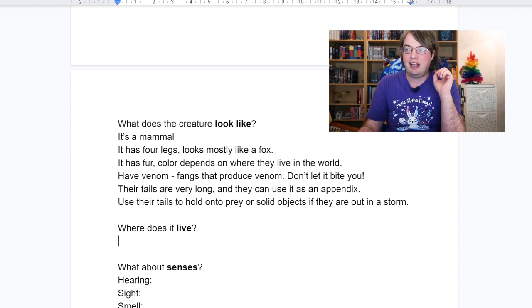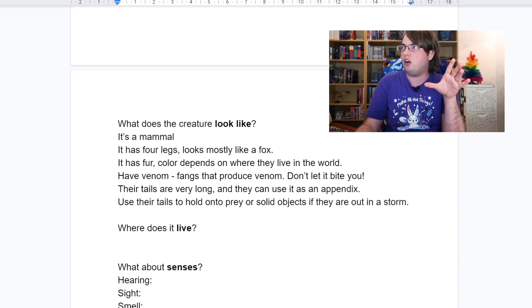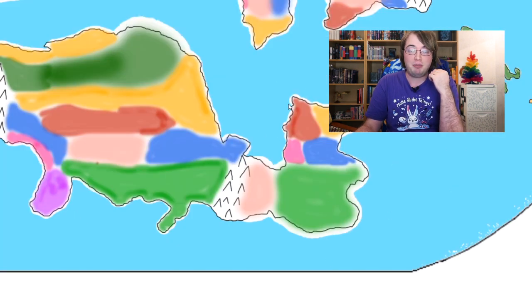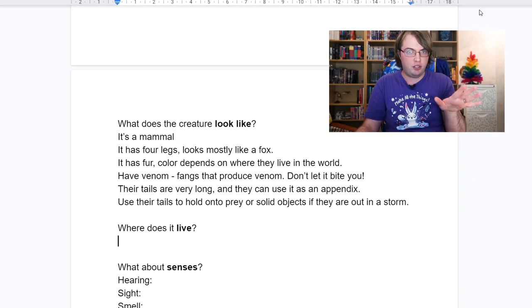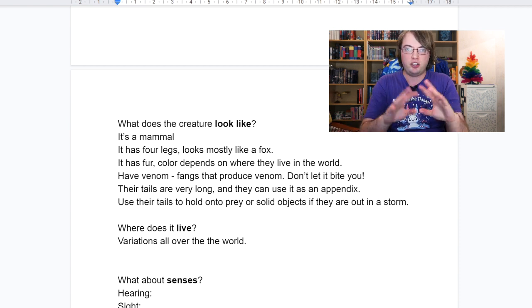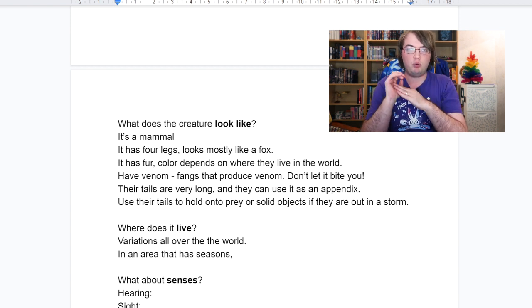The next question is, where do they live? I'm going to say that there are variations of this creature in most places in the world, and their characteristics are going to be a little bit different depending on where they live. Here I'm going to focus on the creatures that live, if we can get the map here, around here. This is the area that I picked out during my maps episode to be the area where whatever story I write will take place. It is roughly similar to Europe in climate, not quite, but let's say roughly Europe. Again, though, variations all over the world. So in an area like this that has seasons, I think their fur will be mostly brownish and turn white in the winter, because white fur is very pretty.